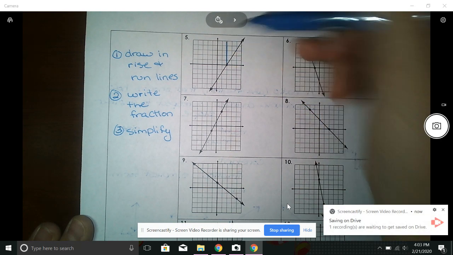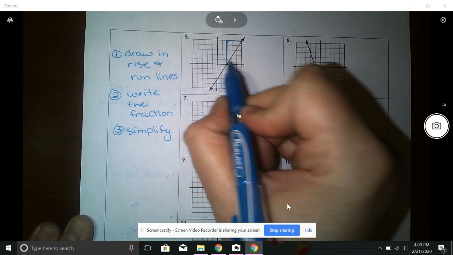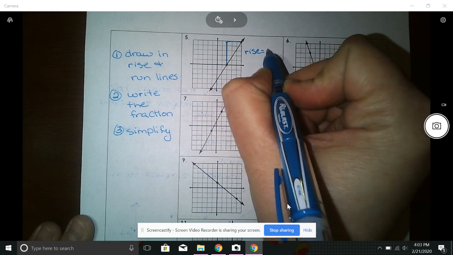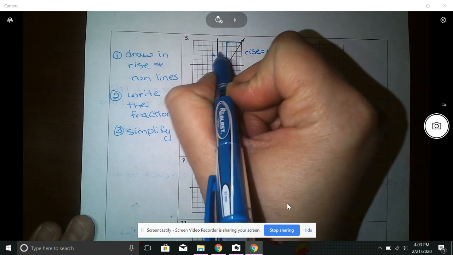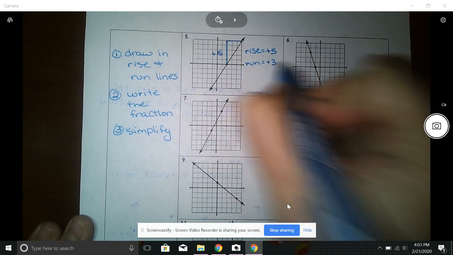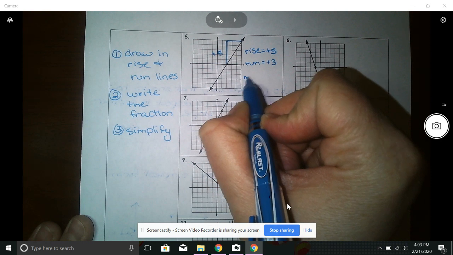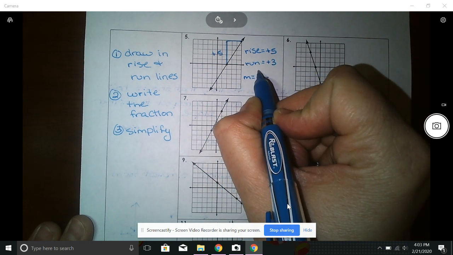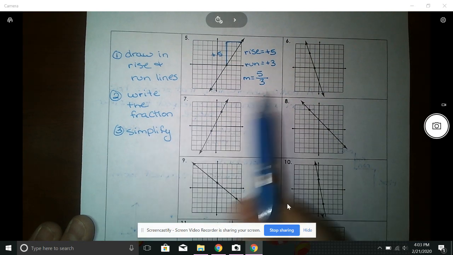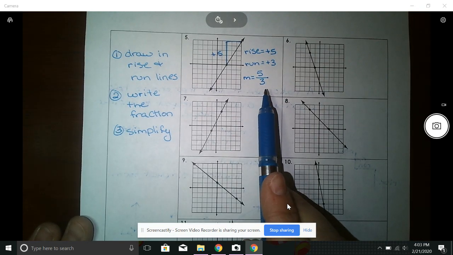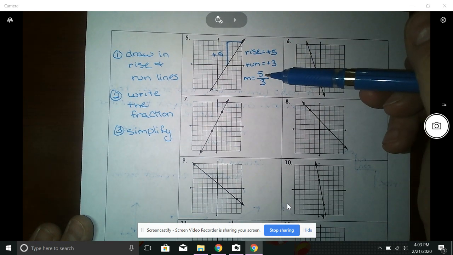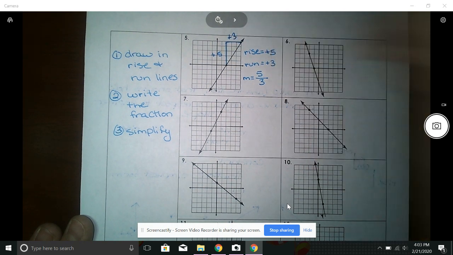Rise, run. I went up 1, 2, 3, 4, 5. And I'm running 1, 2, 3. Write up the fraction. The slope is equal to the rise, +5, over the run, +3, and simplify. Well, I can't simplify 5 over 3. So that's finished. This is saying I vertically move 5 and I horizontally move 3.